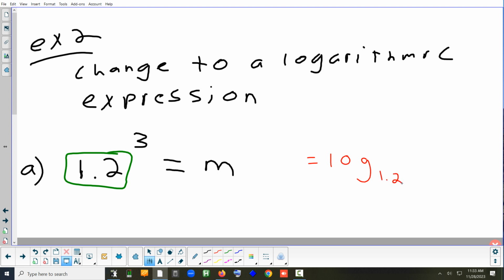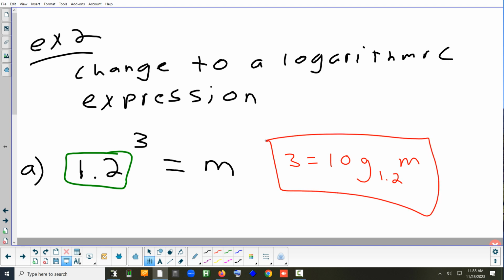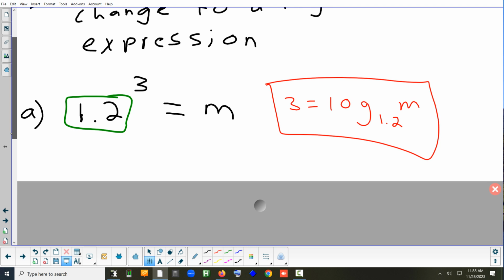A logarithm always equals what kind of number? The exponent, so that's 3. And the thing that was by itself is your argument. So you're taking the log of m, and the type of log that you're going to do is base 1.2. That's it. Any question on that?